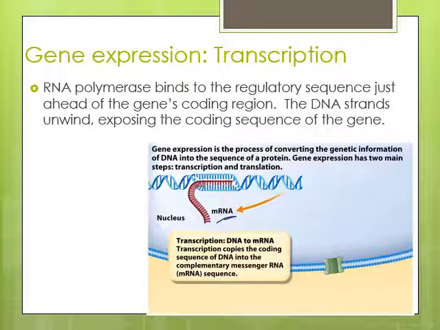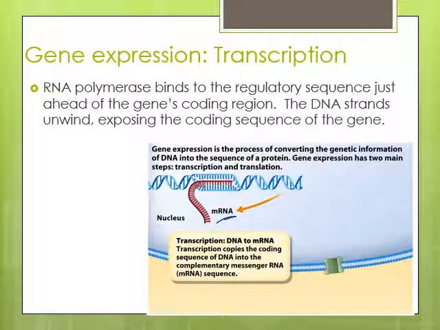So an RNA polymerase is going to come up here and bind to the regulatory sequence just ahead of the gene's coding region. The DNA strands are going to unwind. It's going to expose the coding sequence of the gene. So this is a little bit different from DNA replication. Usually we have to have the helicase, which is unzipping the DNA, unwind first, and then we add DNA polymerase.